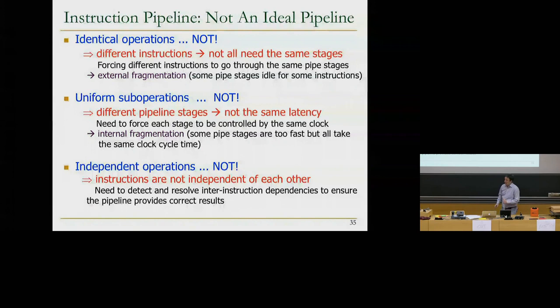So what can we do? Well, we have to force different instructions to go through the same pipeline, even though they are different. We need to somehow force each stage to be controlled by the same clock. You can do some tricks. And if there are any kind of dependencies, we need to fix them, find them, detect them, and resolve them. And we will now, and this is one of the more involved parts of this, is trying to figure out what kind of problems we have and how can we address these things.